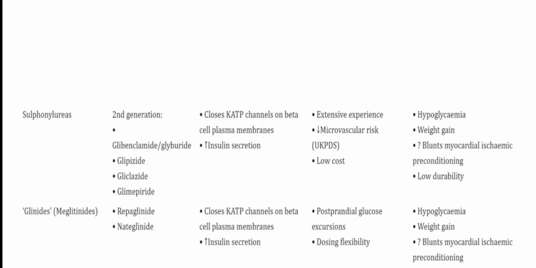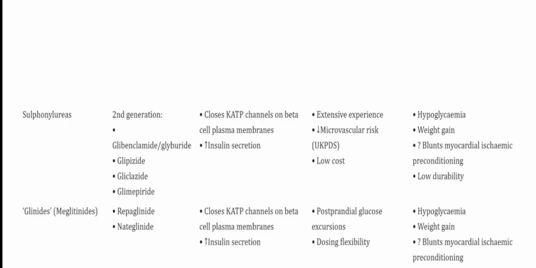The next class is sulfonylureas. Examples include glibenclamide, glipizide, gliclazide, glimepiride. The mechanism of action is they close the potassium ATP channels on beta cell plasma membranes and increase insulin secretion. Advantages include extensive experience, reduced microvascular risk, and low cost. Side effects include potential to cause hypoglycemia and weight gain. They can sometimes blunt myocardial ischemic preconditioning, and they have low durability.